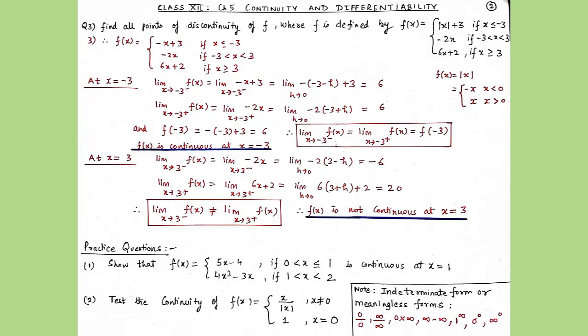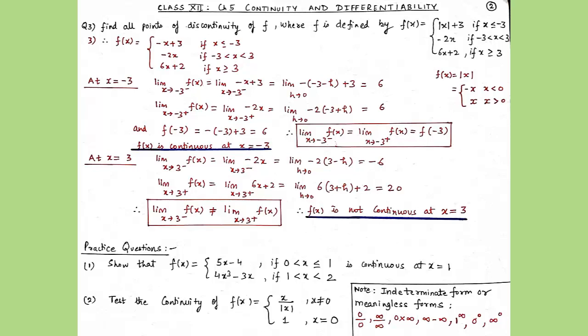And now we will check the value at x equal to minus 3, and we know that at x equal to minus 3, our function f(x) will be equal to minus x plus 3. So in place of x we will write minus 3, so we get minus of minus 3 plus 3, and on solving it we get that f of minus 3 is equal to 6. So clearly you can see, students, that the left hand limit is equal to the right hand limit, and equal to the value of our function f at x equal to minus 3. So we can write this as limit x tends to minus 3 minus f(x) is equal to limit x tends to minus 3 plus f(x), and this is equal to f of minus 3. So our function is continuous at x equal to minus 3.